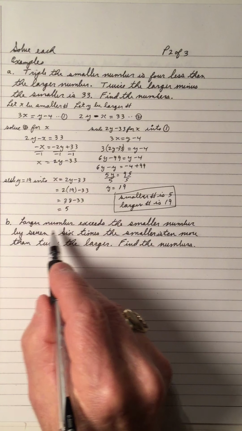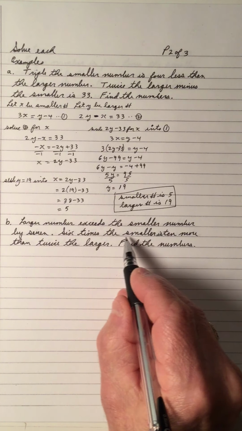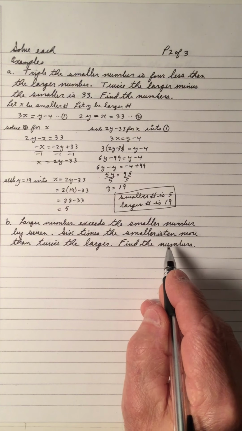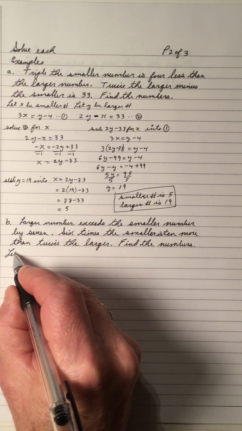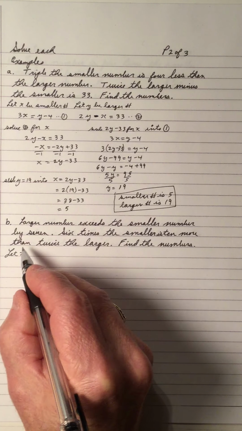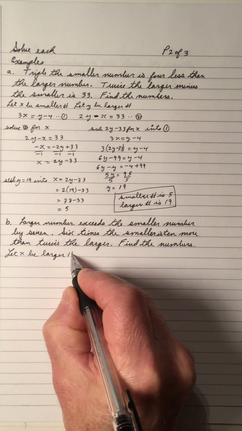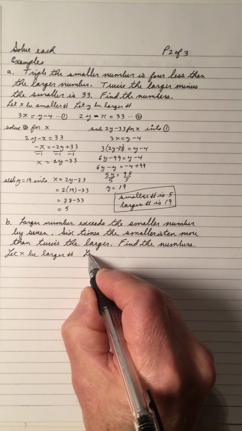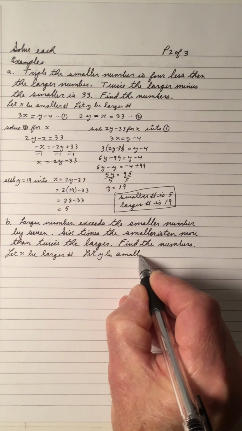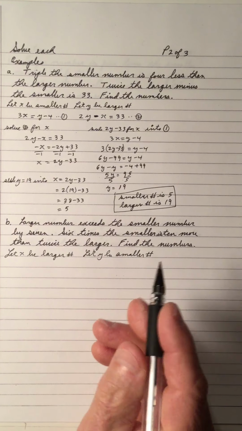Read the problem. The larger number exceeds the smaller number by 7. 6 times the smaller is 10 more than twice the larger. Find the numbers. Again, I have to let x. Because the larger number is first this time, I'll let x be the larger number, and I'll let y be the smaller number.